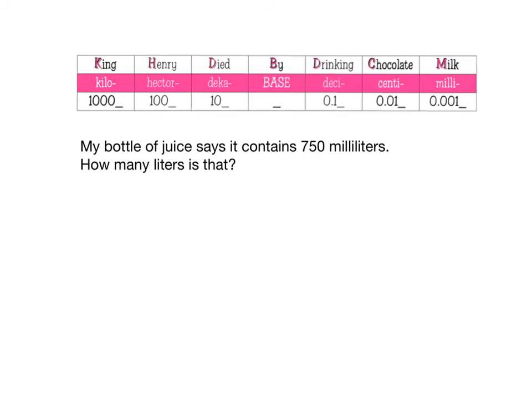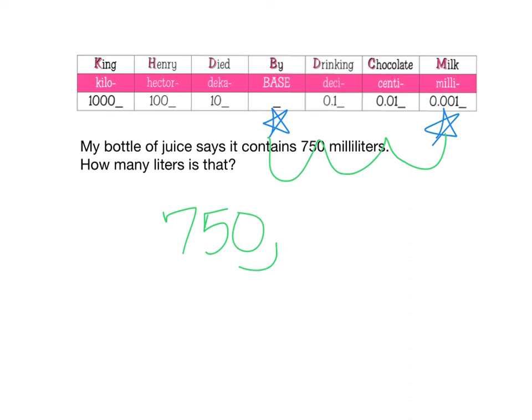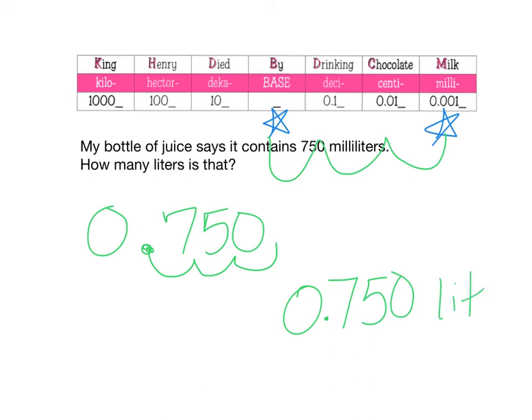This problem says my bottle of juice says it contains 750 milliliters. So I'm starting here at milliliters. How many liters is that? I want to stop here at liters. So we count the spaces, 1, 2, 3 spaces. So I take 750 and move 1, 2, 3 spaces. My answer, I'm going to put a 0 in the one spot, is 750 thousandths liters.